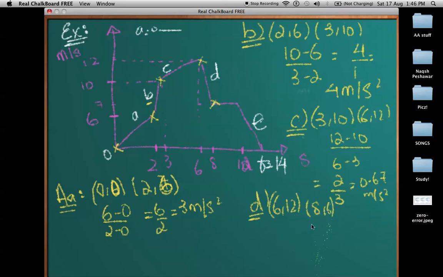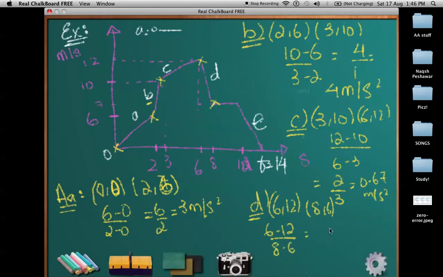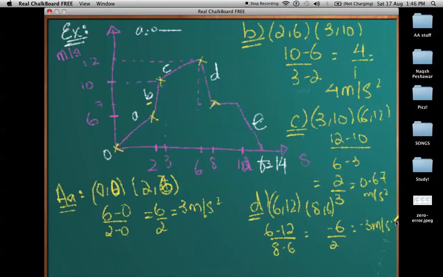I think you know the gradient now, so let me just quickly do it. 6 minus 12, y2 minus y1 over 8 minus 6. This would give me minus 6 over 2, minus 3 meters per second squared. This tells me that it has a magnitude of 3 meters per second squared, but it's decelerating, slowing down at that rate, slowing down by 3 meters per second every second. So it's decreasing its speed by 3 meters per second every second.